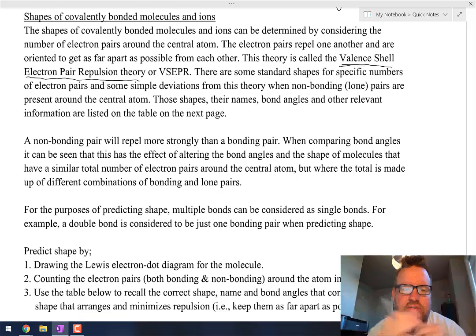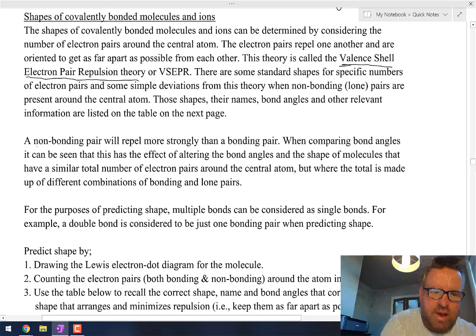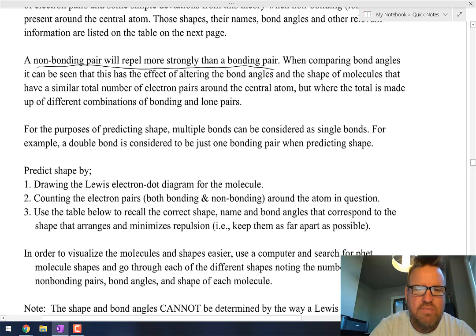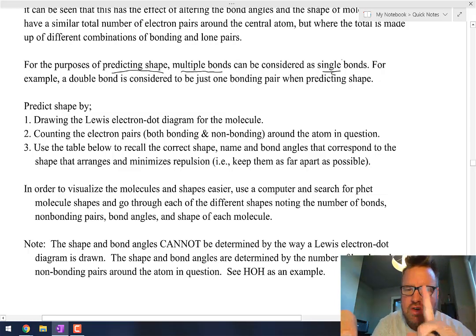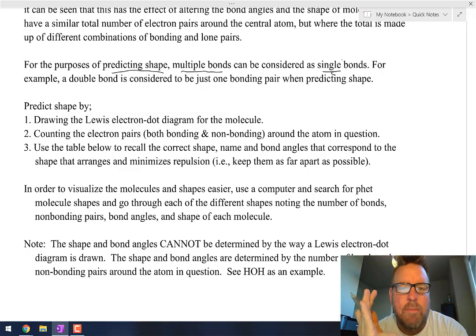So there can be lots of different shapes within one large molecule, and that shape is based on how many bonds that atom makes and the number of lone pairs or non-bonding pairs on that atom. A non-bonding pair will repel more strongly than a bonding pair. We'll talk about what that means in just a minute. In terms of predicting the shape, multiple bonds, so a double or a triple bond, are just considered one bond. Whether it is a double or a triple bond, that still counts as one bond when you're talking about the shape of the molecule.